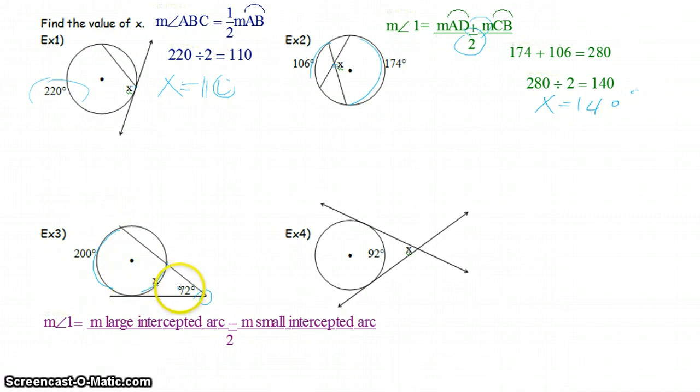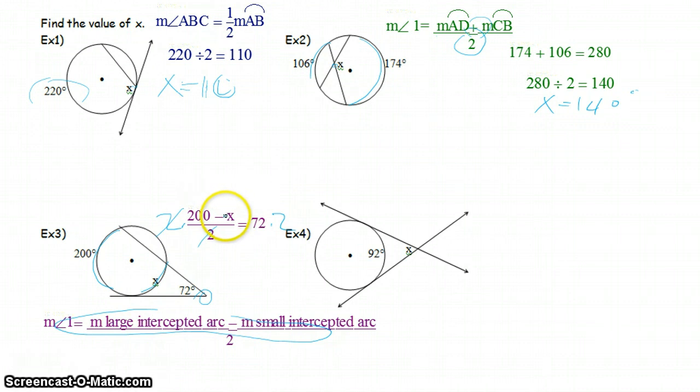It actually gave us the angle itself, and now we're going to work backwards and find the measure of the smaller arc. We're still going to use our formula. So we take our larger arc minus our smaller arc divided by 2, and that gives us the angle measurement of 72. So we've got to get rid of this 2 here, so you would want to multiply both sides by 2. So those would cancel. So we would have our 200 minus x here equal to 72 times 2, or 144.